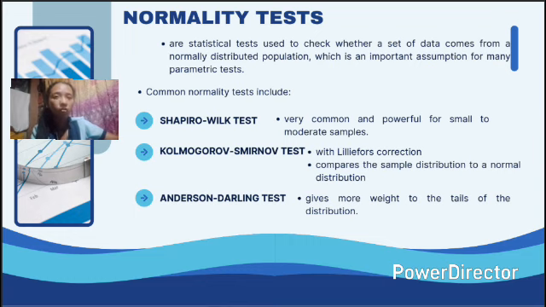Next is the Kolmogorov-Smirnov test with Lilliefors corrections, which compares the sample distribution to a normal distribution. Next is the Anderson-Darling test. It gives more weight to the tails of the distribution.